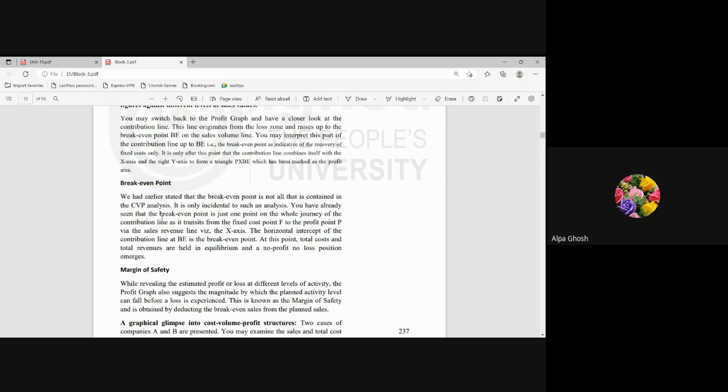Now, once we reach the break-even point, from here our journey of profitability starts. As many units as we can sell above the break-even point, that is your profitability counted in terms of units, and on the broader scale in terms of amount. So at this point, your total cost and total revenue are held in equilibrium. It is equal. Equilibrium means equal. No profit, no loss. Am I clear?